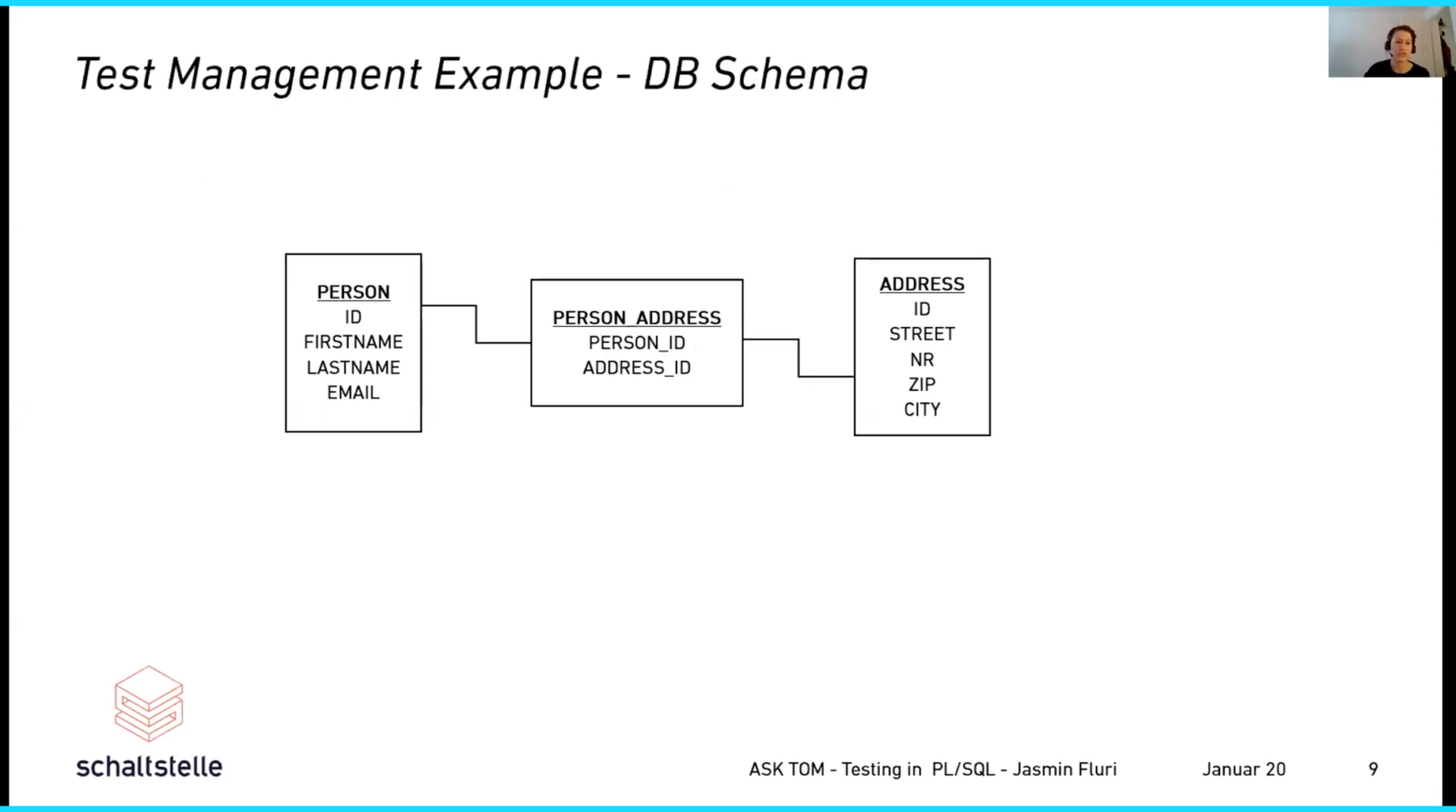I will show a short test management example with this small database schema. It's only an example. I have a person. Persons have addresses, and one person can have multiple addresses. So I have this table in the middle that assigns persons to addresses.